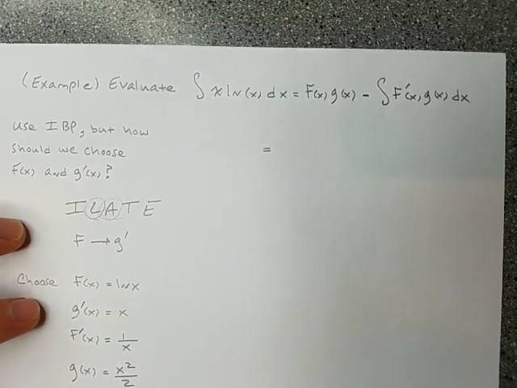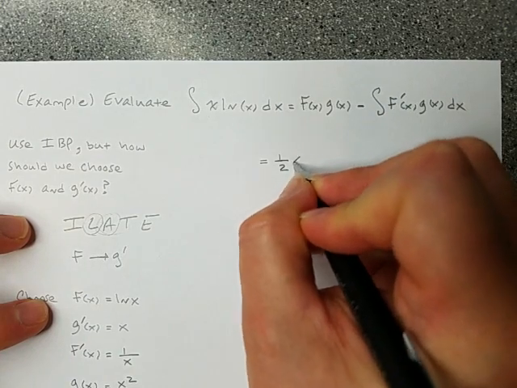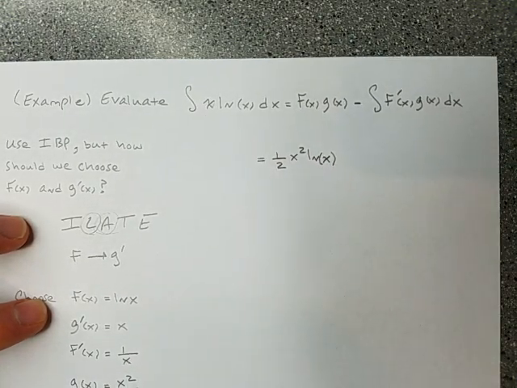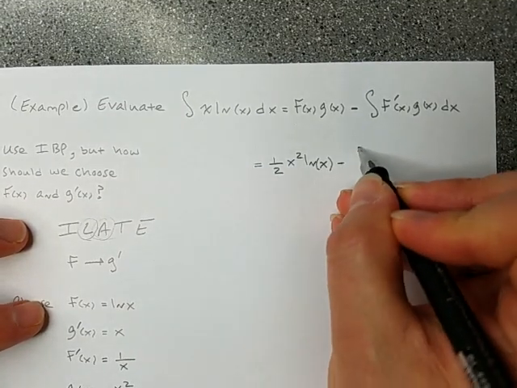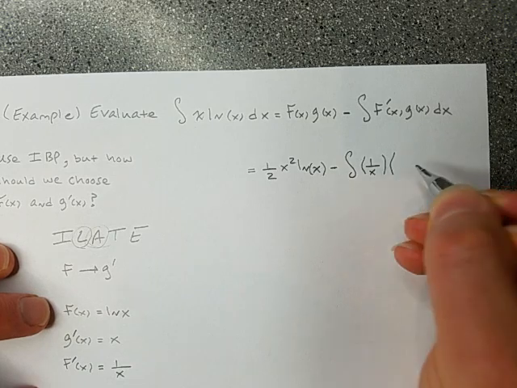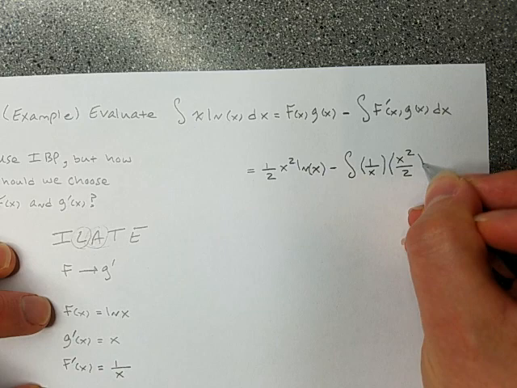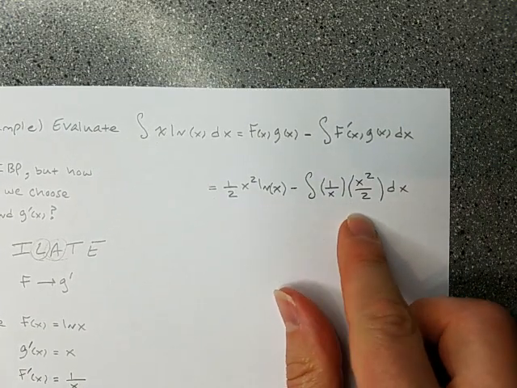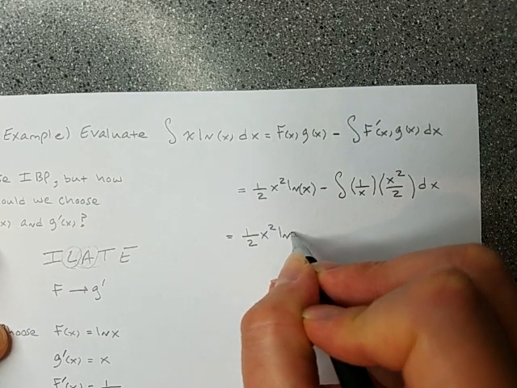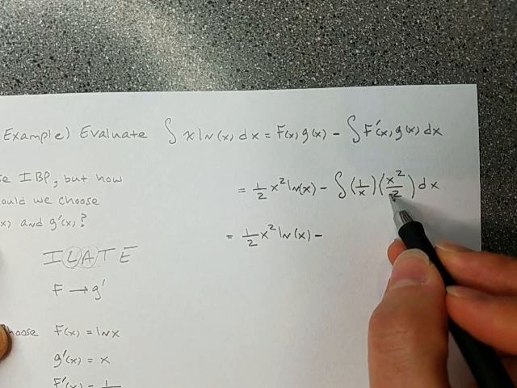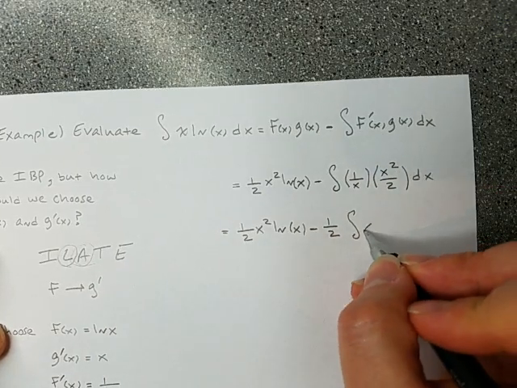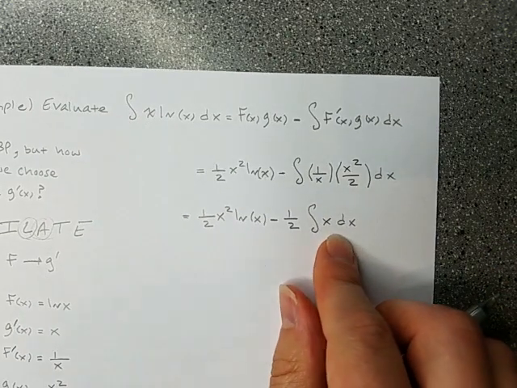Let's see, here's what we get then. f times g will be 1/2 x squared natural log of x. And then minus the antiderivative of f prime times g. So that's going to look like 1 over x times x squared over 2. And then we need to be able to work this. So let's simplify a little bit. 1/2 x squared natural log of x, I can't do anything with that. Here I can take out a factor of 1 over 2, so I'll go ahead and do that. And here, the 1 over x and x squared reduce to just being x. So yes, I'm able to work that. That's about as easy as integrals get right there.